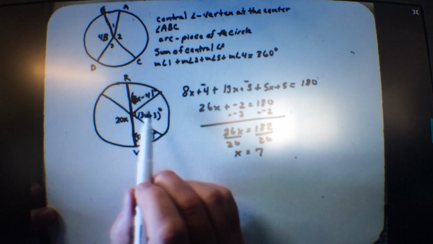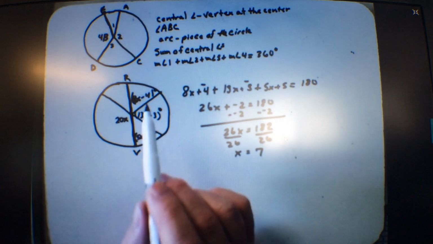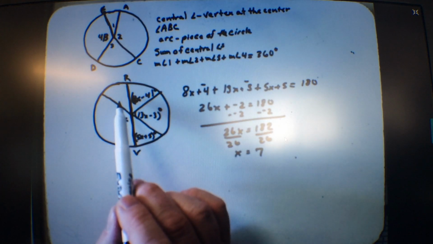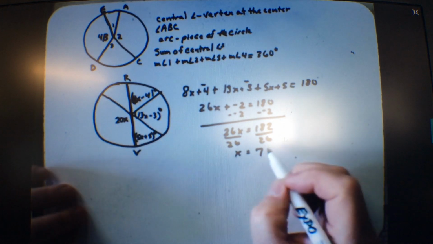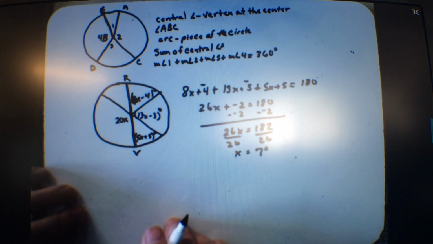Now if I asked you to find the angles, you'd plug them all in. And you could actually find this angle by taking 360 minus all the rest of them, couldn't you? So x equals 7 degrees. Any questions about that?